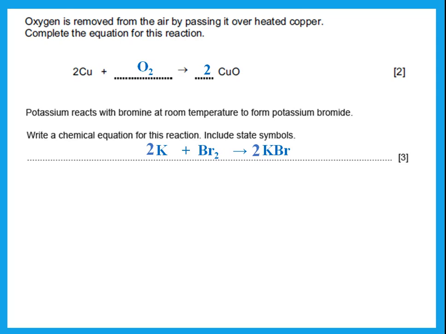Okay, what about state symbols? We said potassium is a metal. Metals are solid, so that should be an S. Bromine, you should know, is liquid, and KBr is a solid.